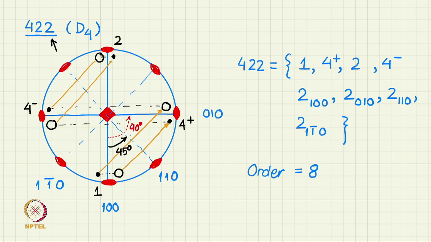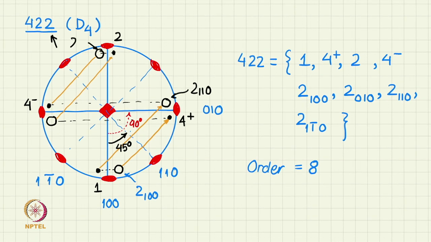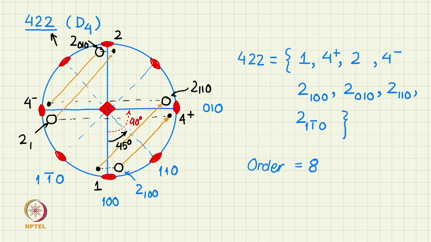If you wish, you can label the points also. So this point is the resultant of 2 1 0 0. This point is 2 1 1 0. This point is 2 0 1 0, and this point is 2 1 bar 1 0.